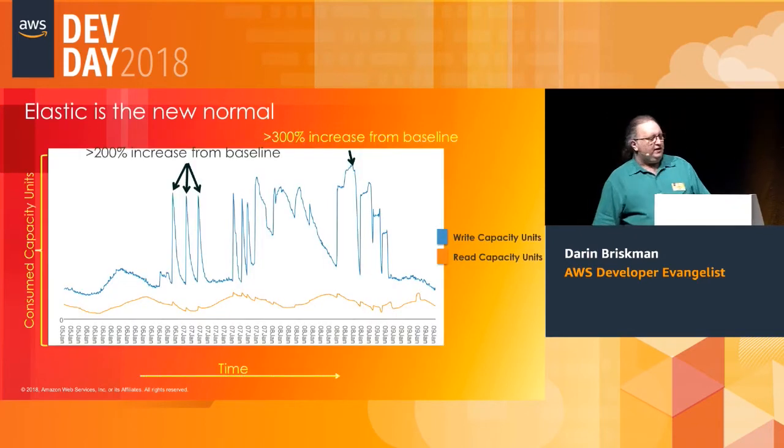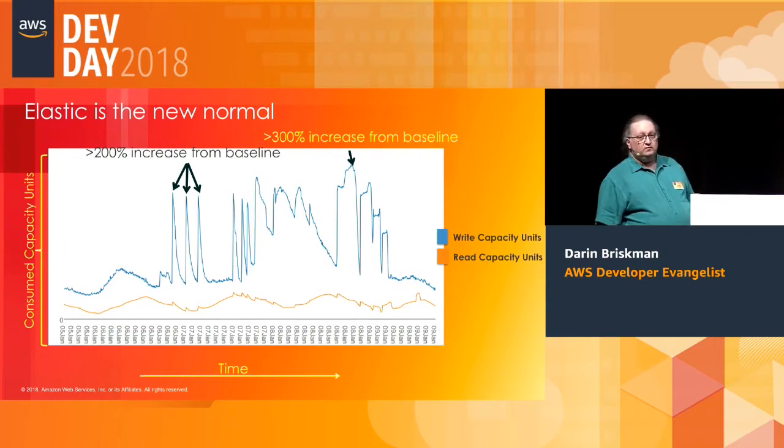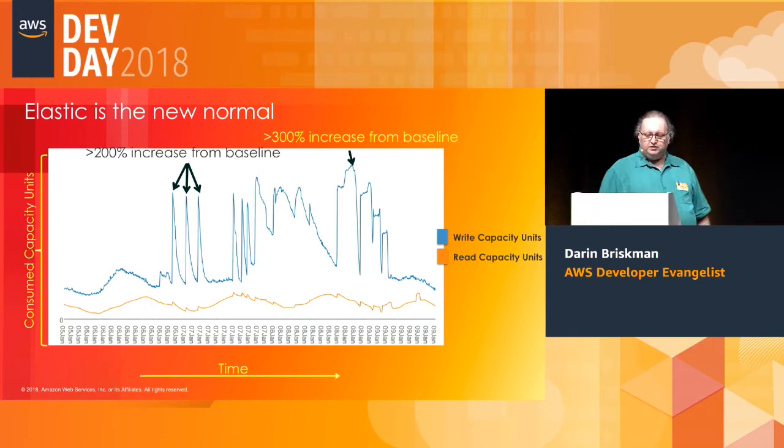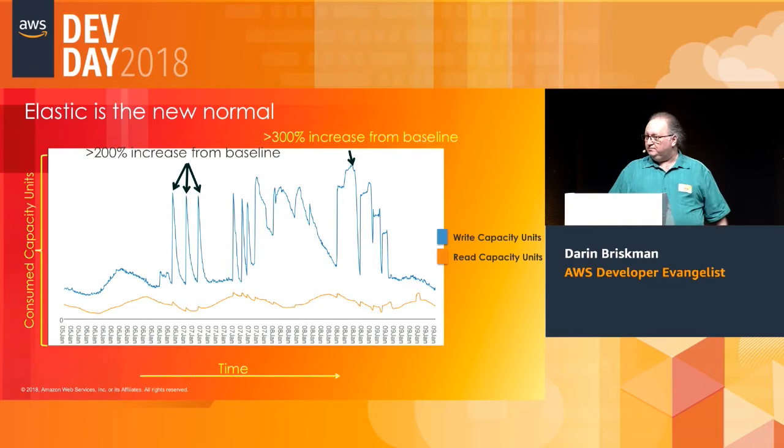So you often see usage patterns like this, where you see big spikes. Sometimes they're predictable, sometimes they're not predictable. This is what we're trying to deal with in Dynamo. If you're writing mobile apps, you'll probably get these kinds of spikes. Stuff happens in the world.